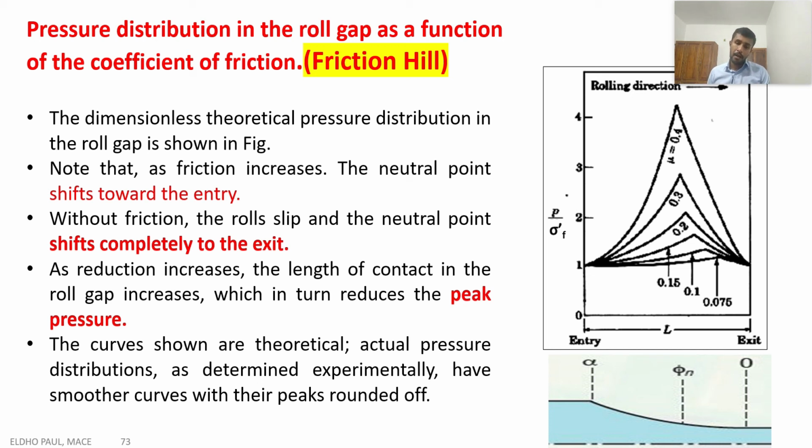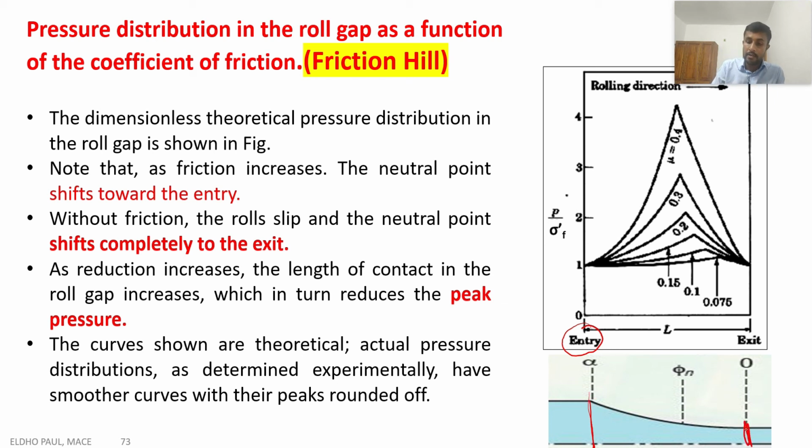And another one is the distribution of pressure based on the coefficient of friction. I already explained that with an increase of the coefficient of friction, the pressure also will increase. Here we can see the distribution. See, this is the entry zone. That means this is where the rolling gap starts. This is the exit zone.